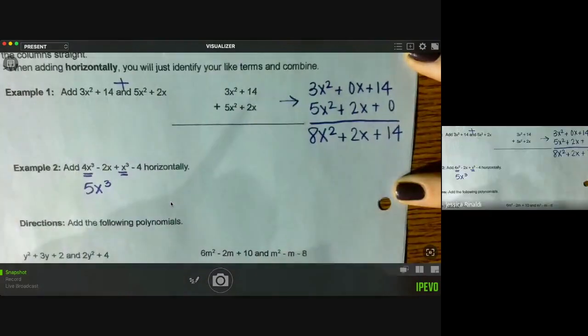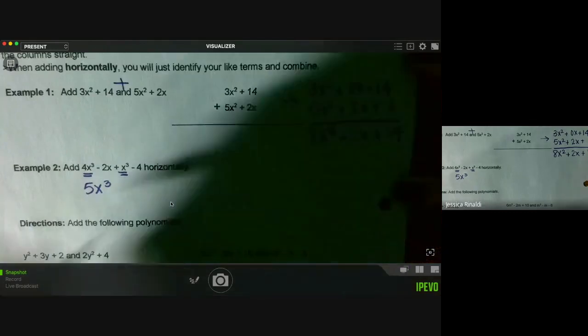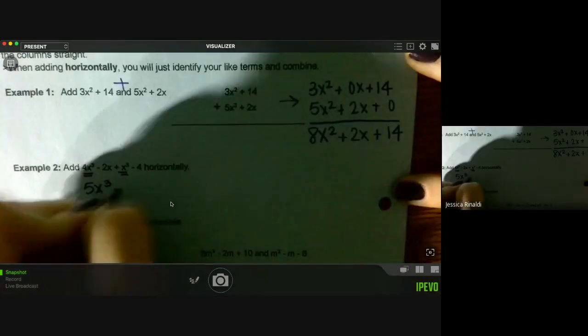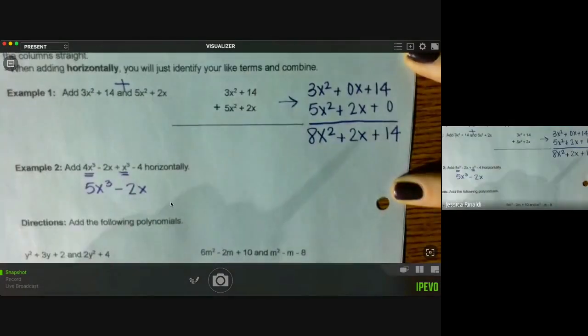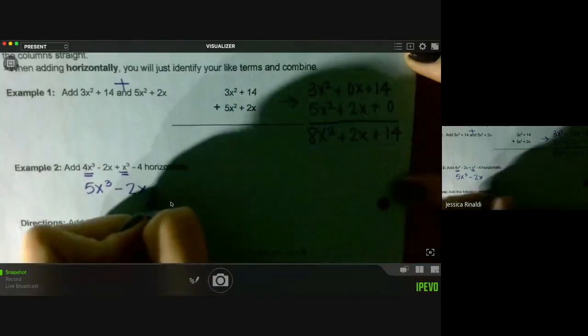Do I have anything to combine with my minus 2x? No. Good, Sarah and Lily. So I'm just going to bring it down. So minus 2x. Do I have anything to combine with my minus 4? No, Lily, you're right. So I just bring it down.